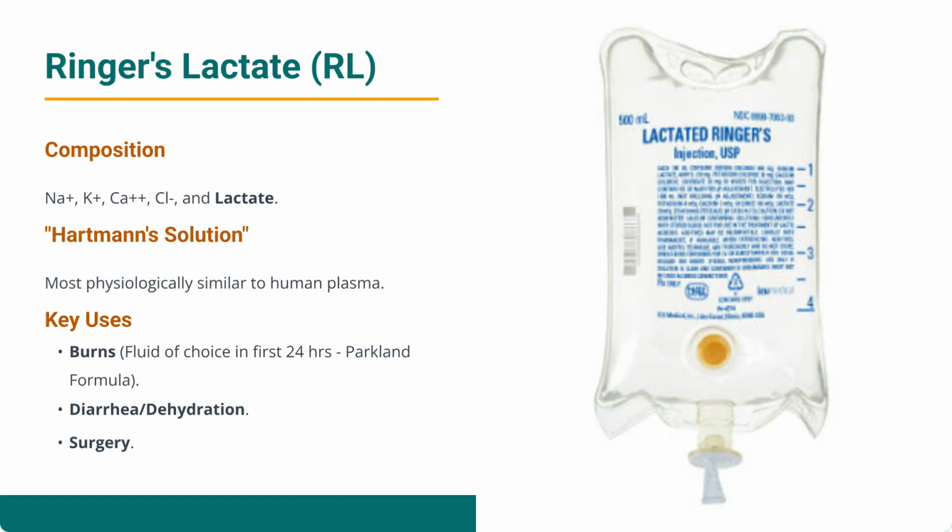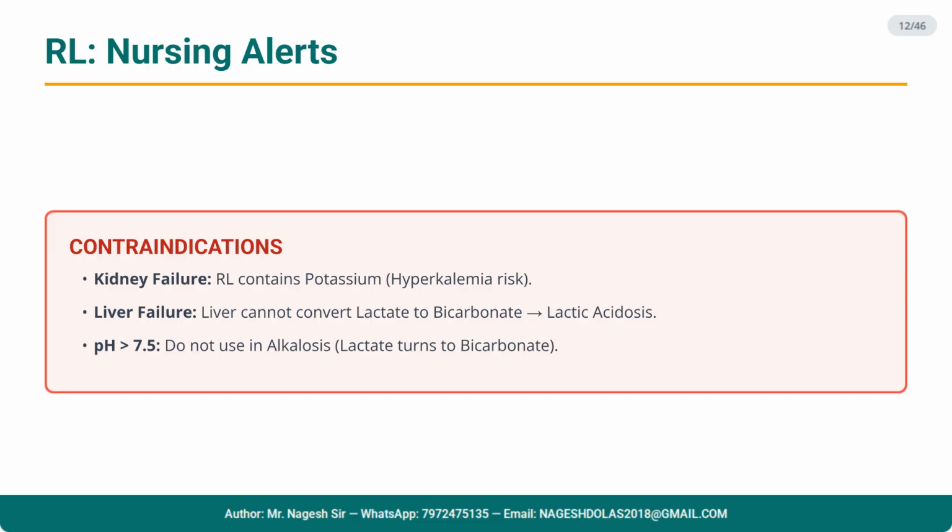Ringer's lactate or Hartmann's solution contains sodium, potassium, calcium, chloride, and lactate. It is physiologically similar to human plasma. Key uses are for burns, diarrhea/dehydration, and surgery. Nursing alerts for Ringer's lactate include contraindications for kidney failure due to the potassium content, liver failure because of the risk of lactic acidosis, and a pH above 7.5 due to the lactate converting to bicarbonate.